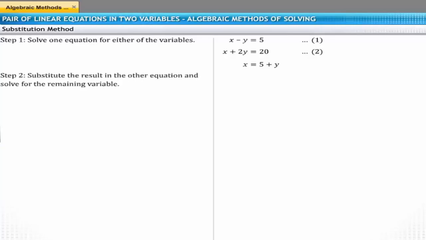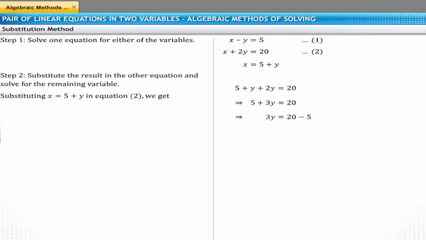In the next step, we'll substitute the resultant value of one variable obtained in the other equation and solve for the other variable. Here we'll substitute the value of x, which is equal to 5 plus y in equation 2. Let's solve this equation further. Hence, the value of y is equal to 5.